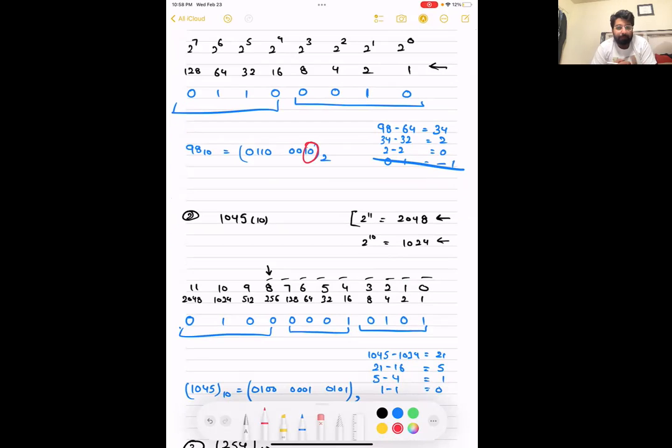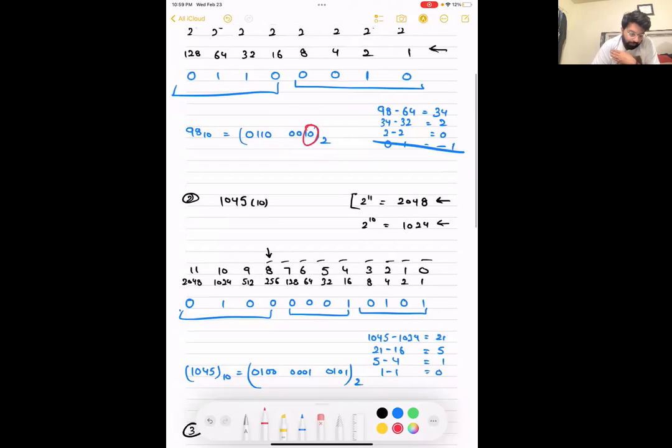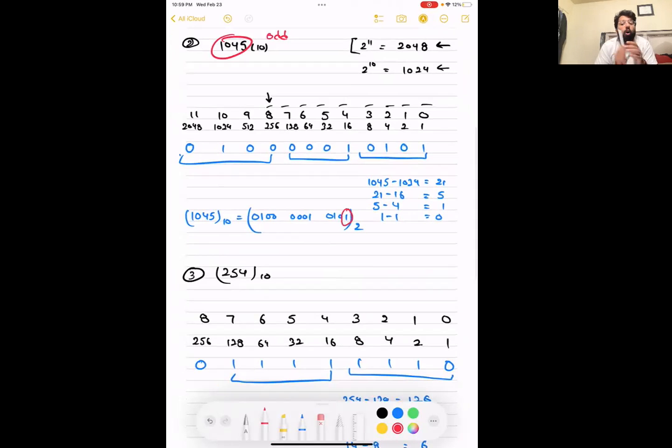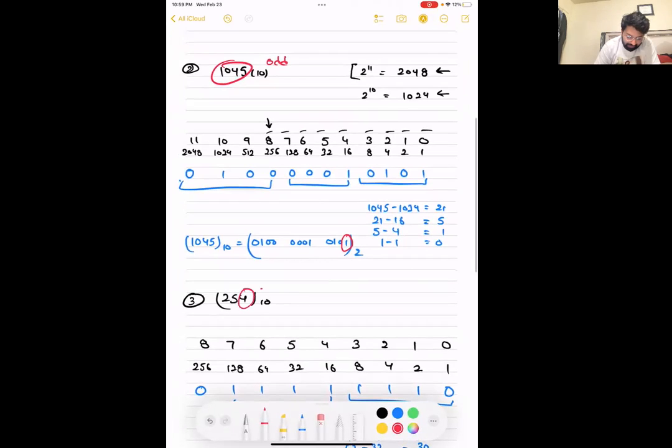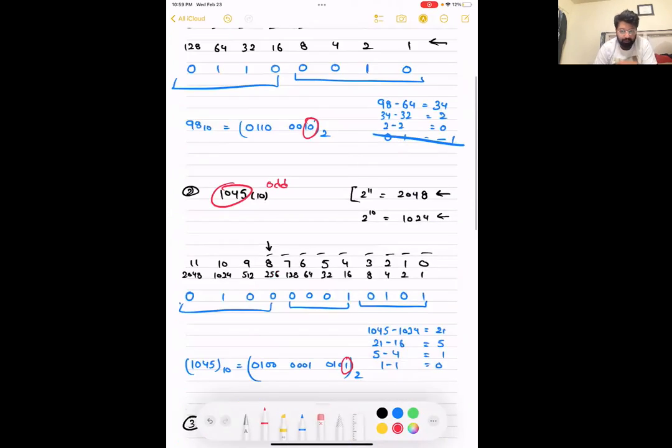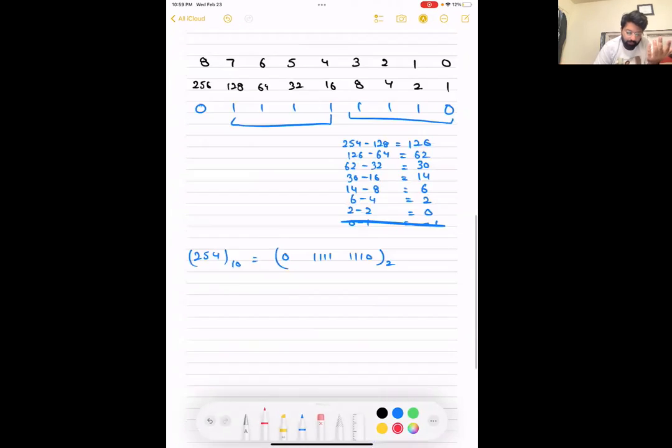Whenever you have an even number in decimal, the least significant bit in the binary conversion should always be a 0. 1045 is an odd number. And for odd numbers, the least significant bit should always be a 1. So keep that in mind. Now look at this. Here we have an even number. What do you think the least significant bit of 254 in binary would be? Yes, it's going to be a 0.